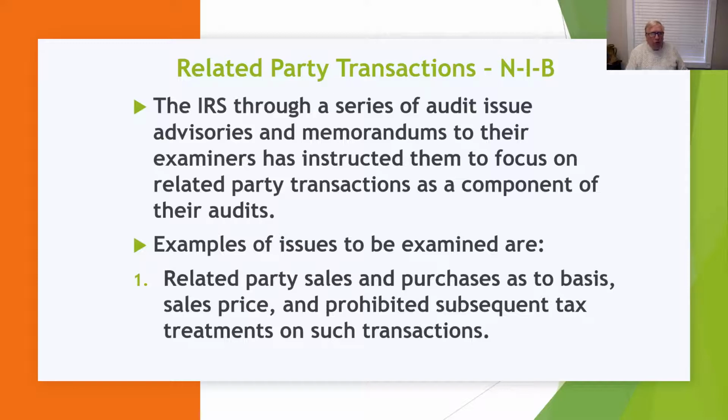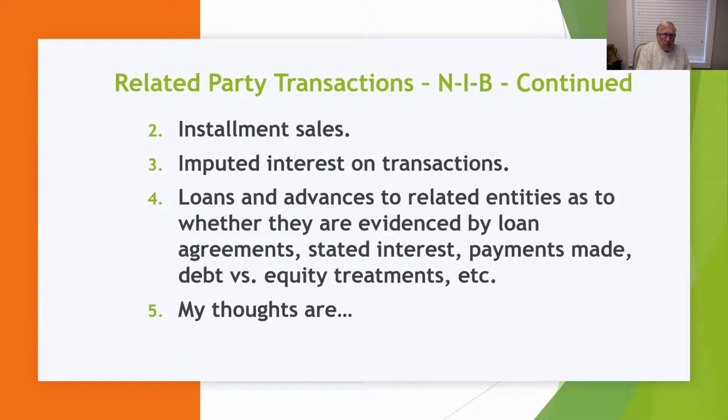Related party transactions: this is nothing new. It's been going on for years, but the IRS is now, through a series of audit issue advisories and memorandums to their examiners, instructing them to focus on related party transactions as a component of their audits. Examples of issues to be examined: related party sales, purchases as to basis, sales price, prohibitive subsequent tax treatment, installment sales, claiming of losses on related party transactions, that's prohibited, and imputed interest on transactions, Code Section 7872.